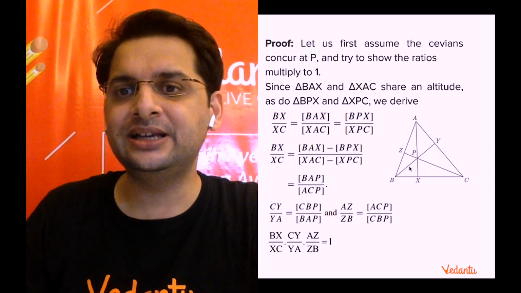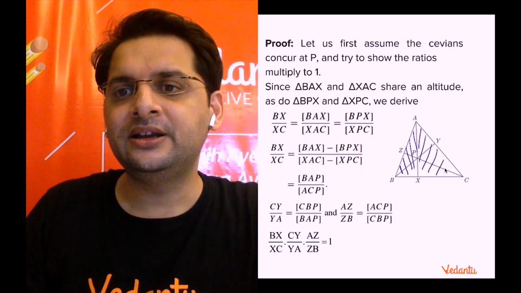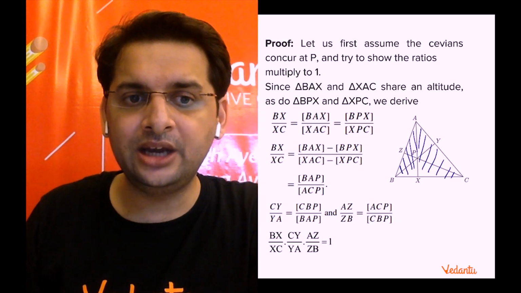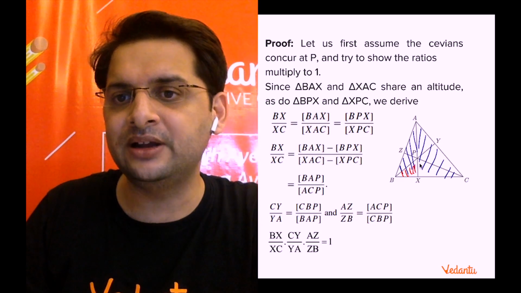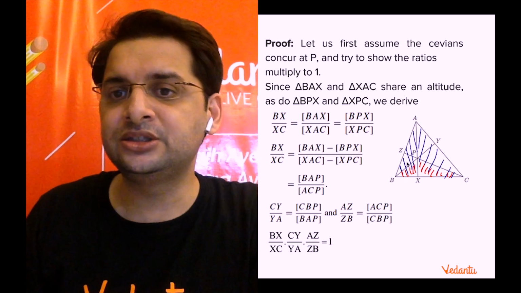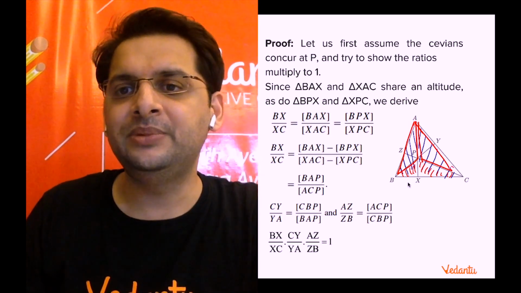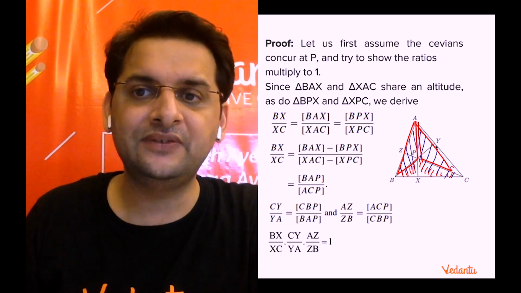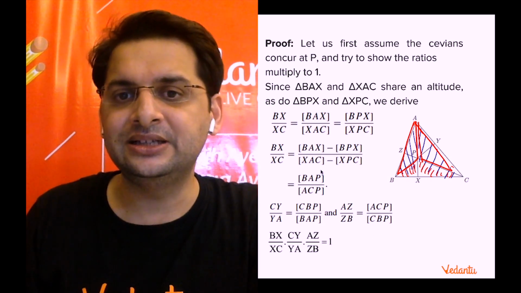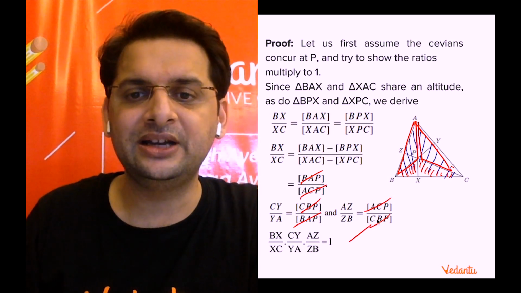So BX upon XC is area of triangle BAX upon area of triangle ACX. And this is also equal to area of the triangle BPX, this smaller triangle, upon this triangle, because the vertical height is same. So if we subtract these two, we get this triangle upon this triangle area, BX upon XC. And likewise, we can do for CY upon AY, and same thing we can do for AZ upon ZB. And if I multiply this, you can see BAP is getting cancelled out, CBP is cancelled out, ACB is getting cancelled out. So we're getting 1.